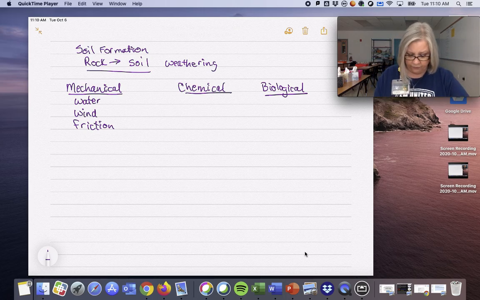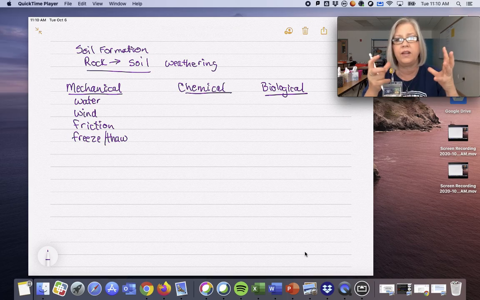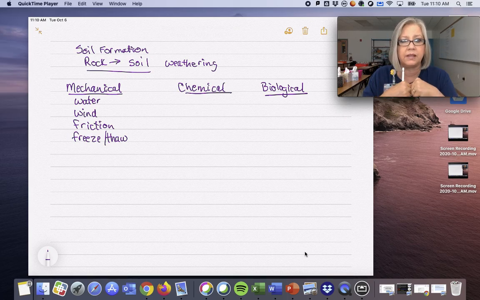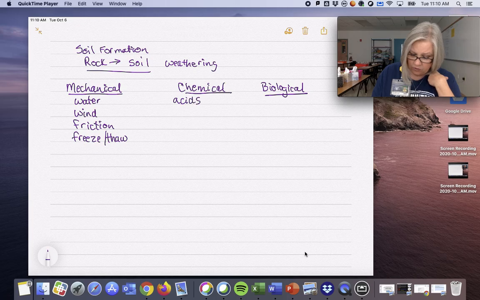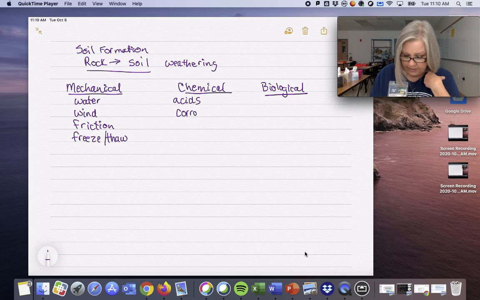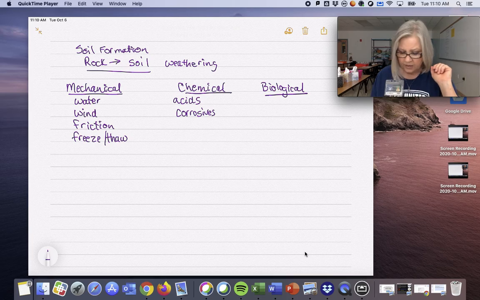There's another one called freeze-thaw. What happens here is that the rock itself freezes really hard and then it thaws, and when it does, it starts to break into pieces. So that's freeze-thaw. Chemical, this one can either happen with acids or it can happen with corrosives. Corrosives are basically another way of saying bases. So acids or corrosives can both begin to break rock down into soil.